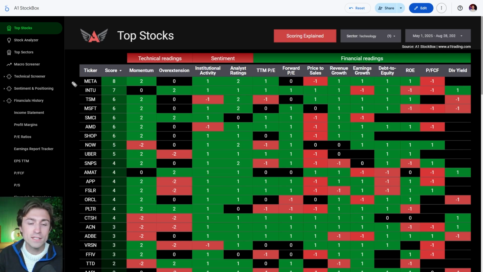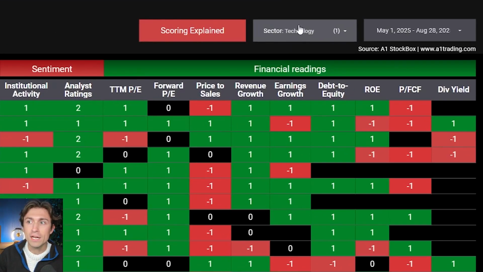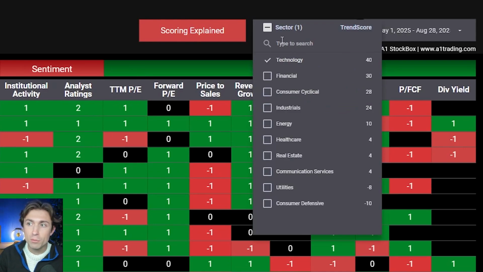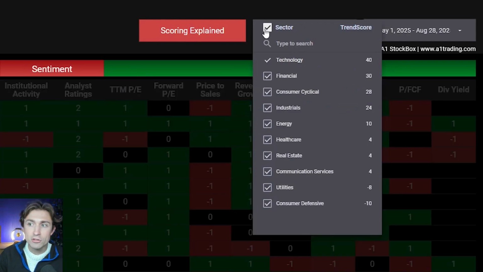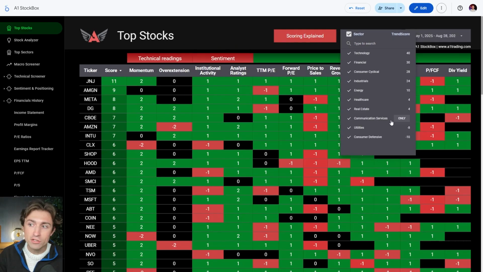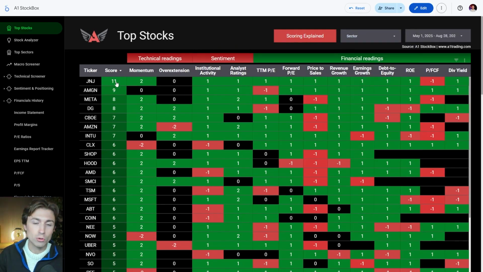The way to read this right now would be that Meta, Intuit, Taiwan Semi, Microsoft, SMCI, AMD, you get the point, are getting stronger scores based on the selection that we've got in front of us. Now in the top right, I've selected technology, but we can also remove this and look across a wide range of different sectors in order to see some of the top rated stocks at any given time.